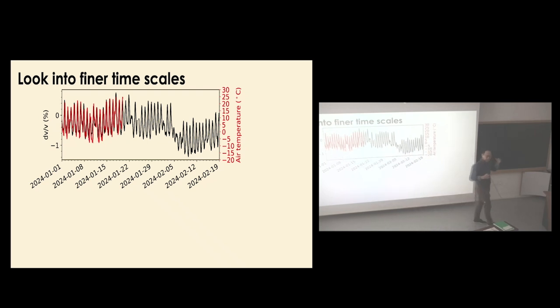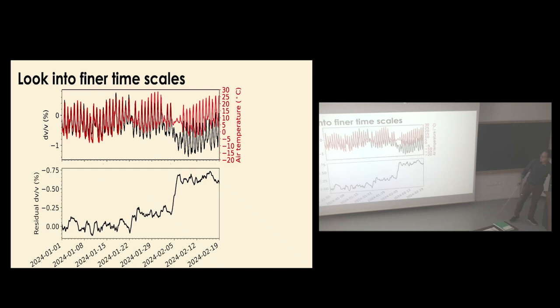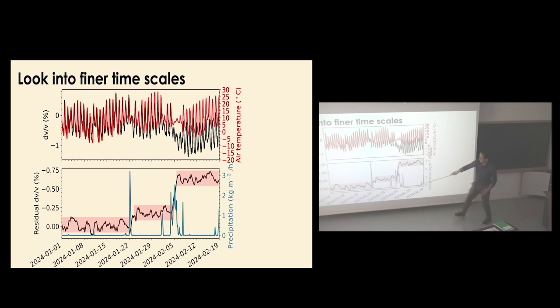We say, okay, now we can get an empirical relation between the two. We calibrate it and expand it. This would be the expected temperature effect. We subtract that, and this is what you get. And then you look at the precipitation. That's exactly when it was raining.